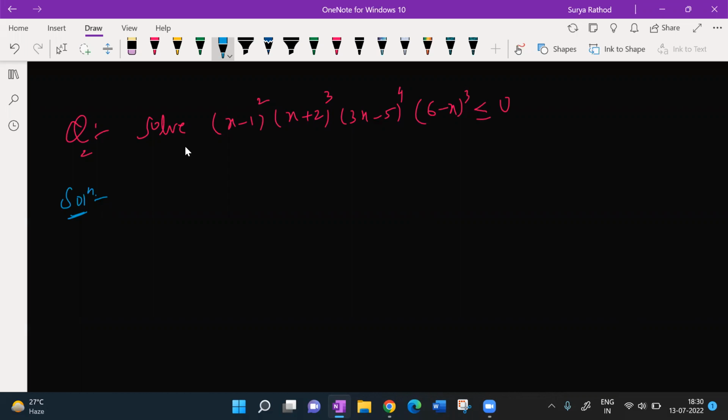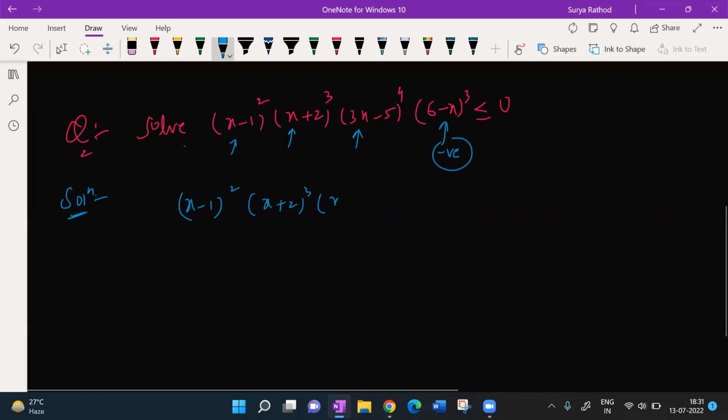Okay, good. So first of all, check whether the coefficient of x is positive or not everywhere. Here positive, here negative. Make it positive. For that, what you have to do? Take the whole cube of x plus 2, taking minus common. So x minus 6 whole cube. Okay, the inequality changes. Correct?